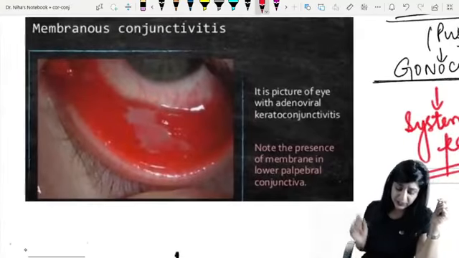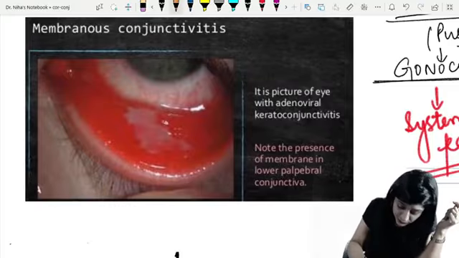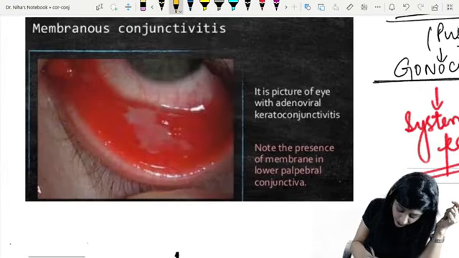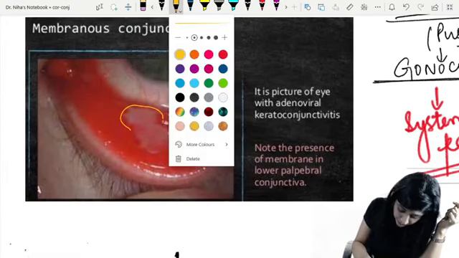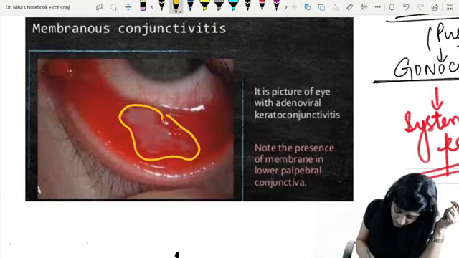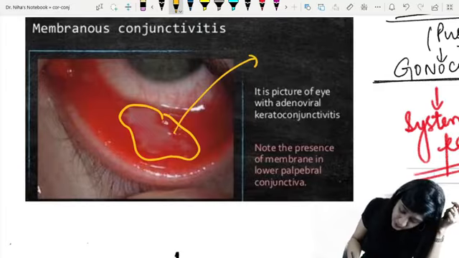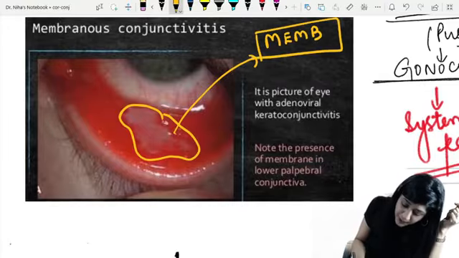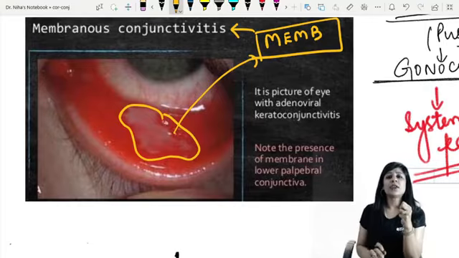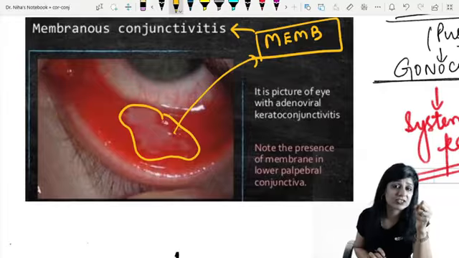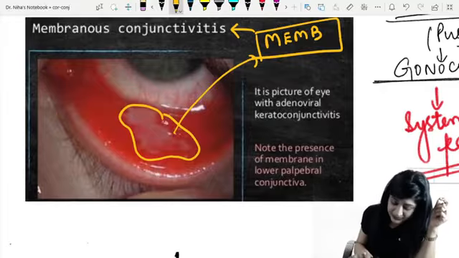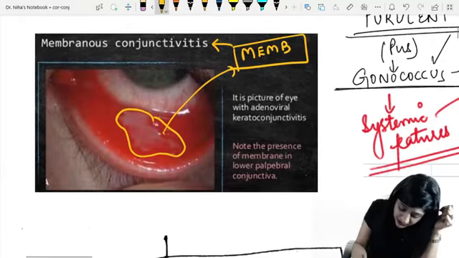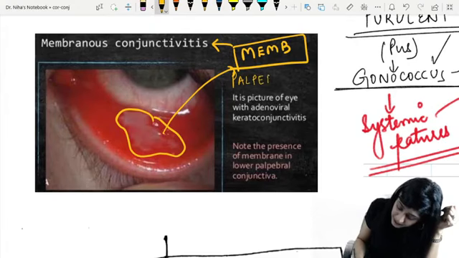Now see this one. A very, very important conjunctivitis that you can see here. Can you see this here membrane kind of a thing? We are having this one. So what is this? This is actually a membrane, and therefore this is a kind of the membranous conjunctivitis. Now whenever we have the membranous conjunctivitis, the membrane is present in the conjunctiva. Which conjunctiva? It is present in the palpebral conjunctiva.